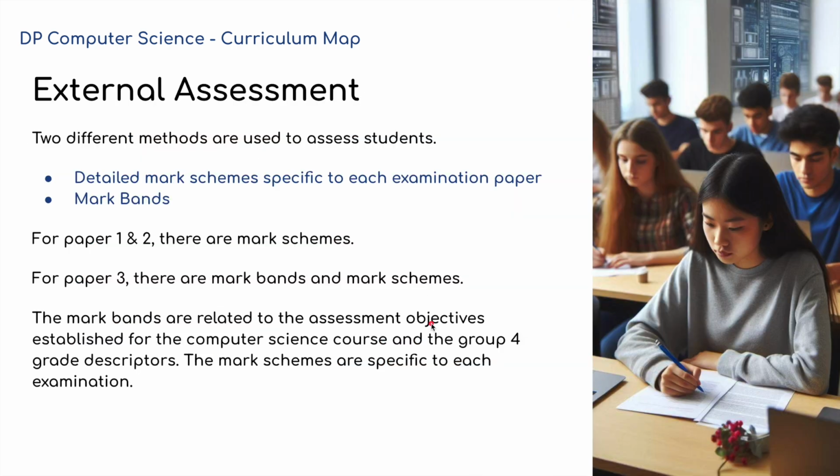Okay, the external assessment. Two different methods are used to assess students: detailed mark schemes specific to each examination paper and mark bands. For paper 1 and 2, there are mark schemes. For paper 3, there are mark bands and mark schemes. The mark bands are related to the assessment objectives established for the computer science course and the group 4 grade descriptions. The mark schemes are specific to each examination.